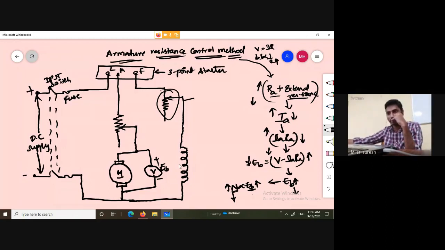Suppose we place the armature resistance at the maximum resistance position to get the maximum speed. If the motor is not reaching the rated speed, then we vary this field rheostat in order to achieve the rated speed. That is the purpose of this field rheostat.